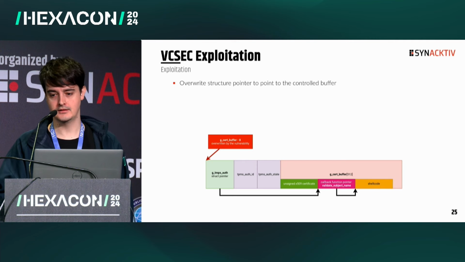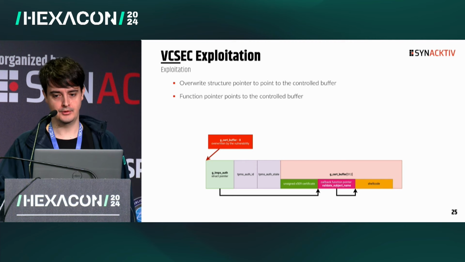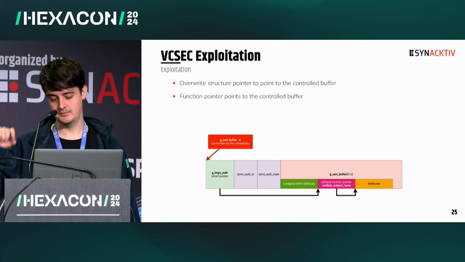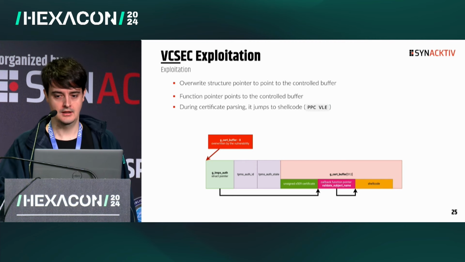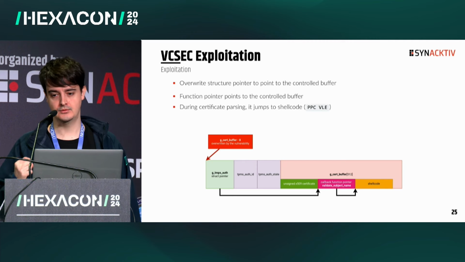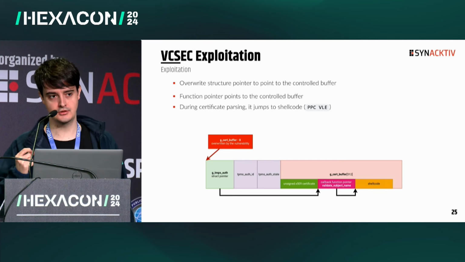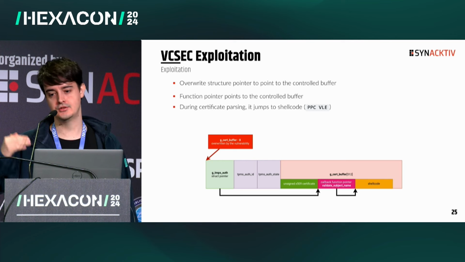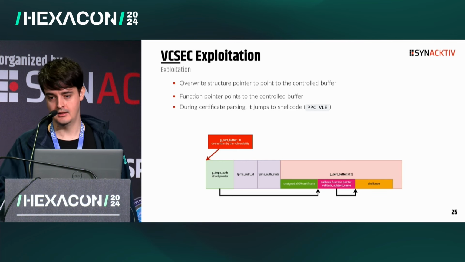We overwrite the structure pointer using the vulnerability on the left of the figure. Then we craft a function pointer that points to the buffer we control. During certificate parsing, it will jump to the shellcode. What's nice about this is that the certificate doesn't have to be signed, because the signature validation of the certificate happens just after that function call.